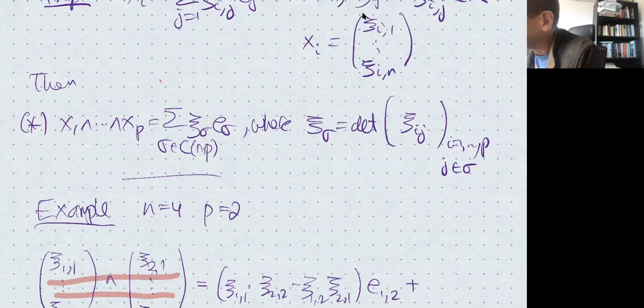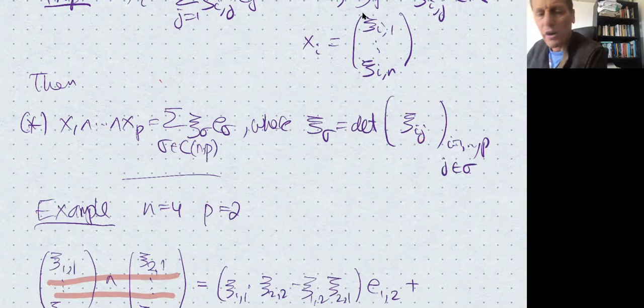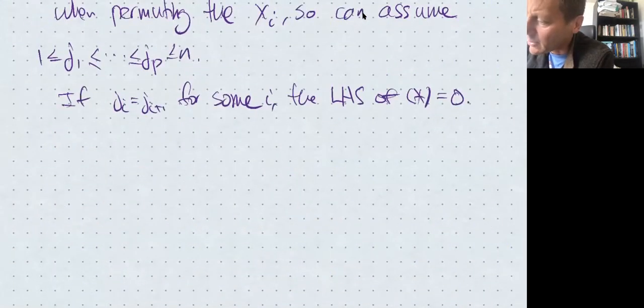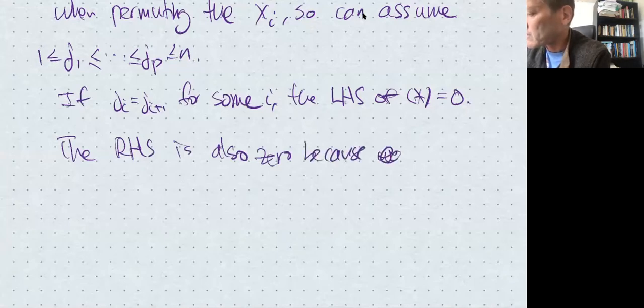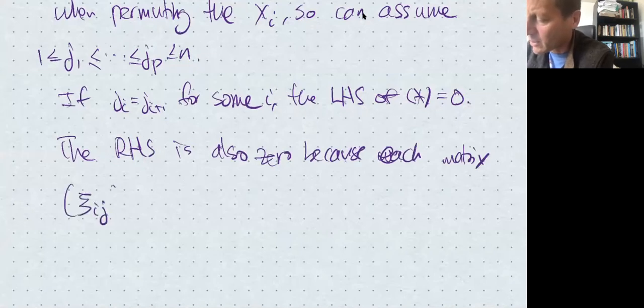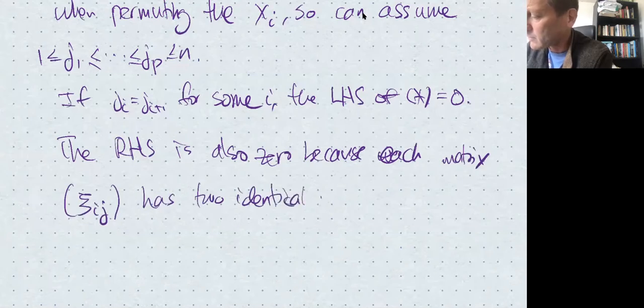Yeah, so you have two rows here. If x_{j,i} and x_{j,i+1} are the same, then row i and row i+1 in this matrix are exactly the same, and this becomes 0. So this works. The left-hand side is 0, and the right-hand side is also 0, because each one of these matrices has two identical rows.